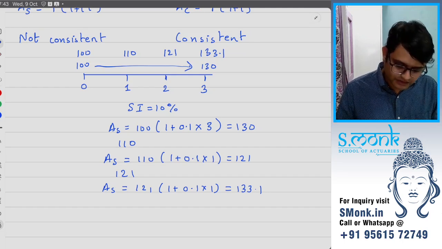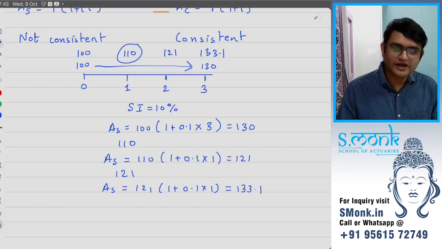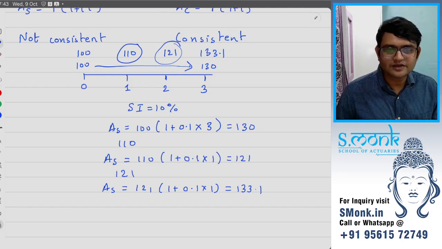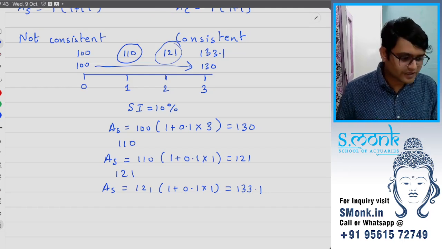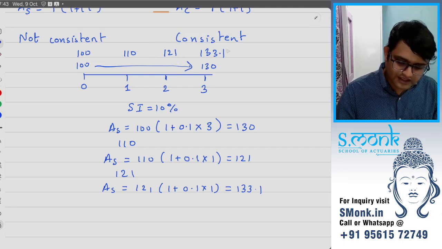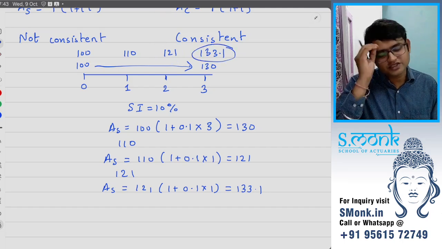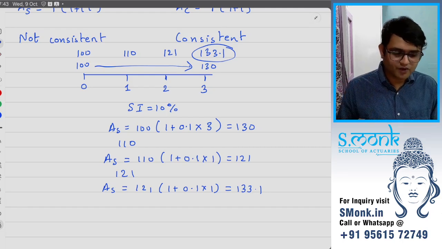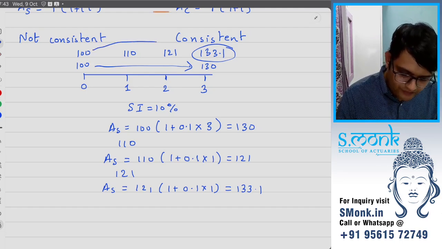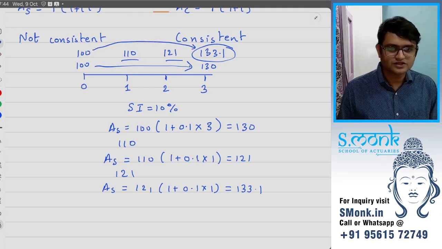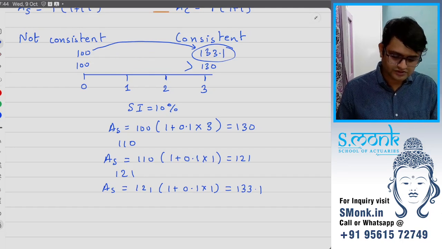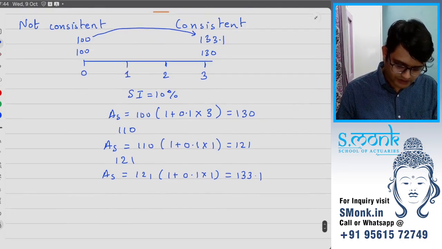So what I would say is, okay, this is very difficult for me to return 110 after 1 year, 121 after 2 years, just so that you can give that money back to me. So instead of that, take this 133.1 but just after 3 years, directly from here to here. I will not give you this and this. You will agree because there is no need for us to do this and this, right?